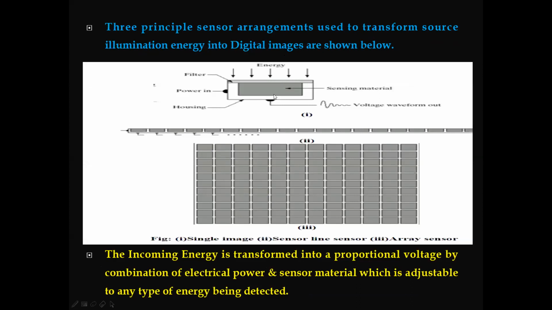The first is called a single sensor, the second one is called a line sensor, and the third one is called an array sensor. So these three sensors are used for the purpose of converting the illumination energy into digital images. The incoming energy is transformed into a proportional voltage by the combination of electrical power and sensor material, which is adjustable to any type of energy.